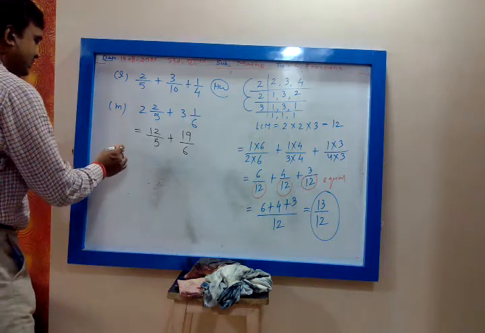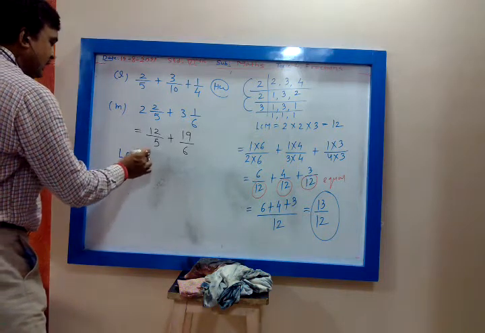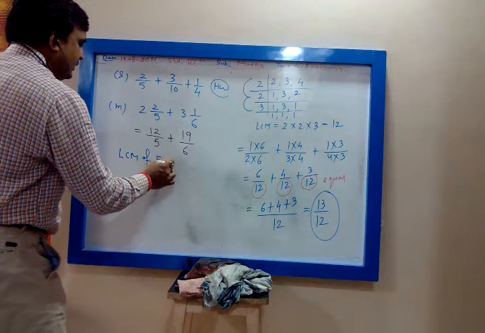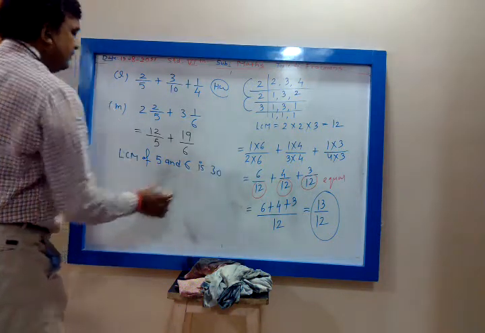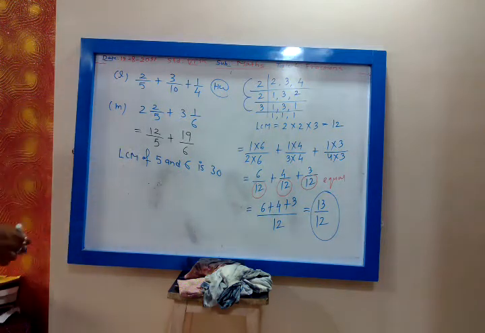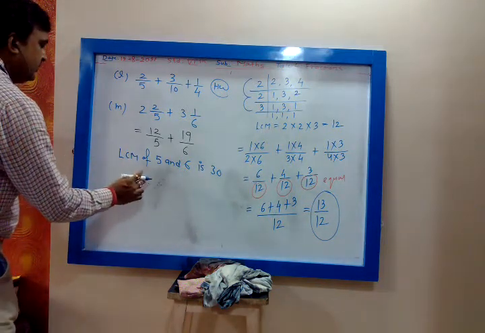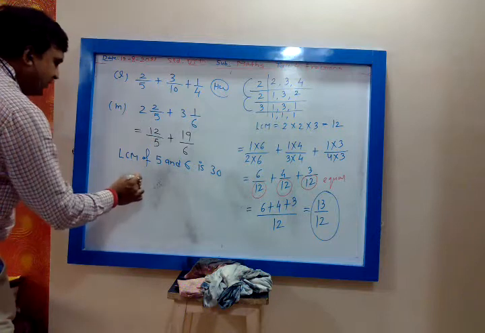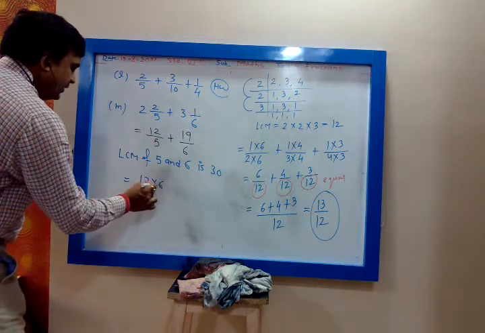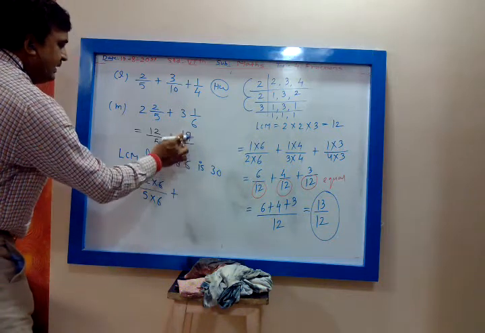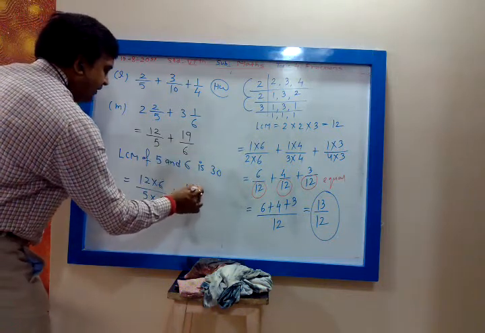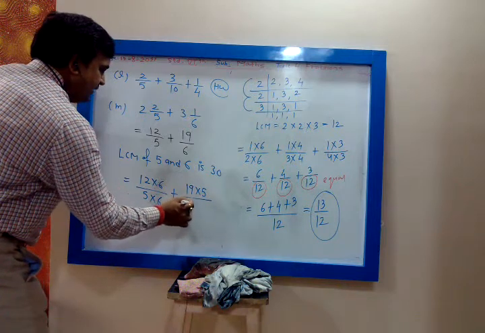So I will take the LCM of 5 and 6. LCM of 5 and 6 is 30. Okay. So now make the denominator of each one 30. So this is 5 multiplied by 6: 12 into 6 upon 5 into 6. Now this is 6 multiplied by 5: 19 into 5 upon 6 into 5.